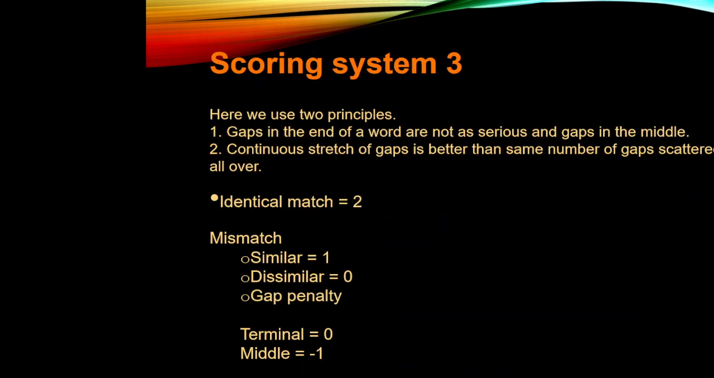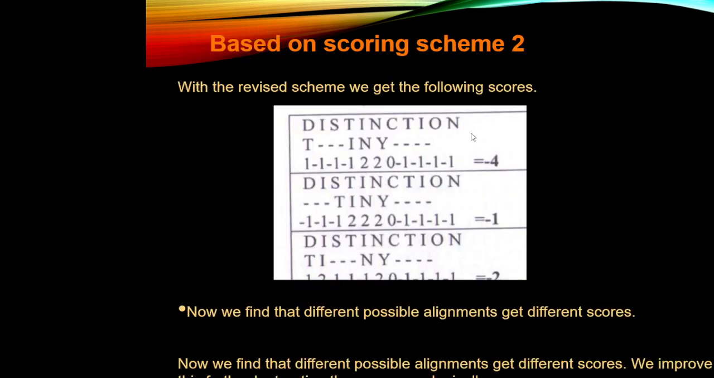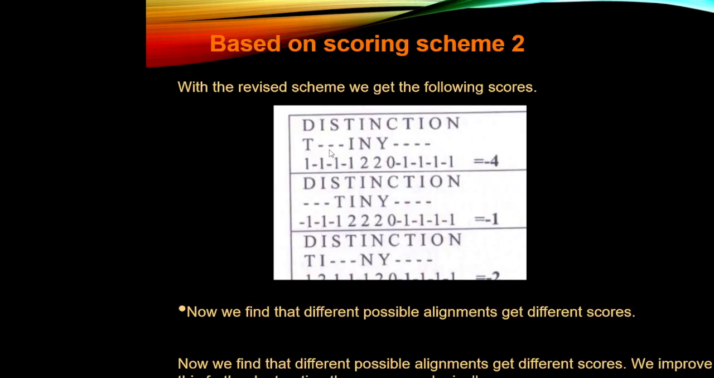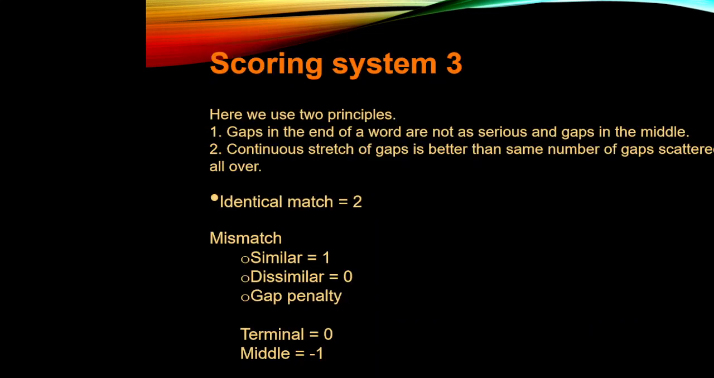For the gap penalty, we consider 2 types of gap. One is a terminal gap: gaps which are located at the end, at either end, are known as terminal gaps. When terminal gaps are there, we give the value 0. When gaps are present in the middle, we give the value -1. So the only difference that we implemented is that we modified the gap penalty: for terminal gaps we give 0, and for middle gaps we give -1.